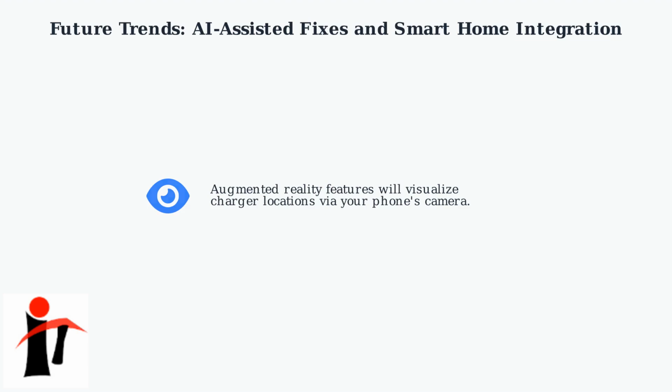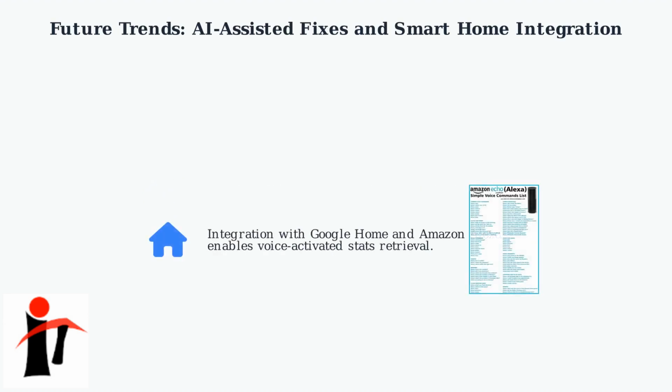This AR technology will overlay digital information on the real world, making it easier to locate and troubleshoot home charging setups. Integration with smart home ecosystems like Google Home and Amazon Alexa is also on the horizon. This will enable voice-activated stats retrieval, allowing you to simply ask your smart assistant for charging information without opening the app. These advancements promise a more seamless and intuitive experience, though privacy considerations around constant data sharing will need to be addressed. Tesla's focus on sustainability will also bring features like carbon footprint tracking for home charging.